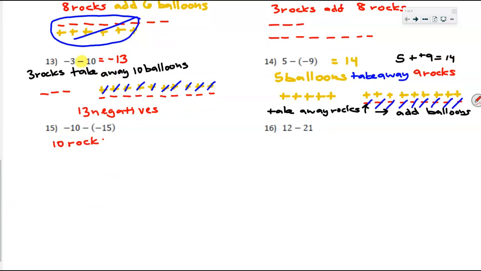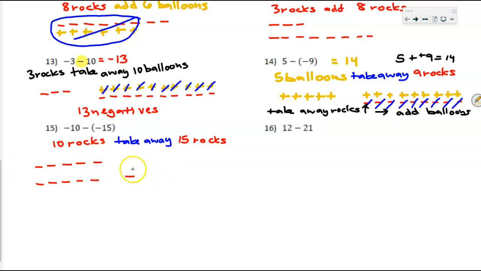Okay, the last two. Number 15 is 10 rocks. Take away 15 rocks. And in the beginning, this feels okay. Okay, there's rocks in the basket. I've got to take away rocks from the basket, so it sounds pretty good. So let's draw those rocks. 1, 2, 3, 4, 5, 6, 7, 8, 9, 10. And I'm supposed to take away 15 of them. And I'm looking, I only have 10. So what am I going to do here?